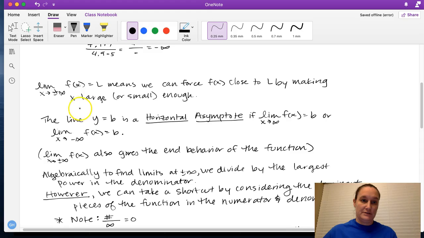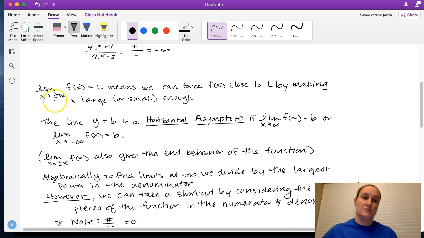So a couple more definitions. The limit as x goes to plus or minus infinity of f of x equals L means that we can force f of x to be close to L by making x large enough, or small enough if it's negative infinity. By making x really, really large, we force the y values close to a particular value.